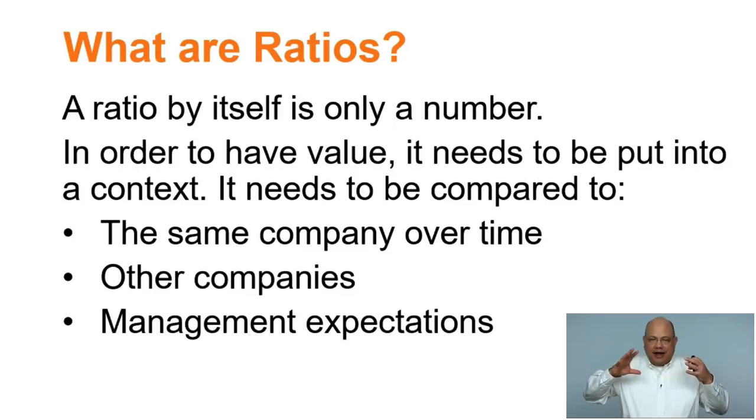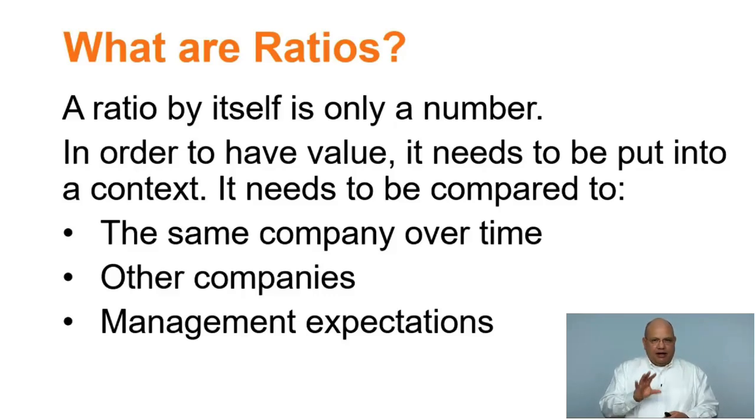So to give that ratio that we calculate, just that individual number by itself, value and meaning, it needs to be compared. Us over time, the same company over time, other companies, that industry average. What we expected it to be, what our target was, what our goal was. We may have achieved the goal, we may not have achieved the goal. But you need to keep in mind that just a ratio by itself is just a number, and it doesn't have meaning until we put it into a context one way or the other.